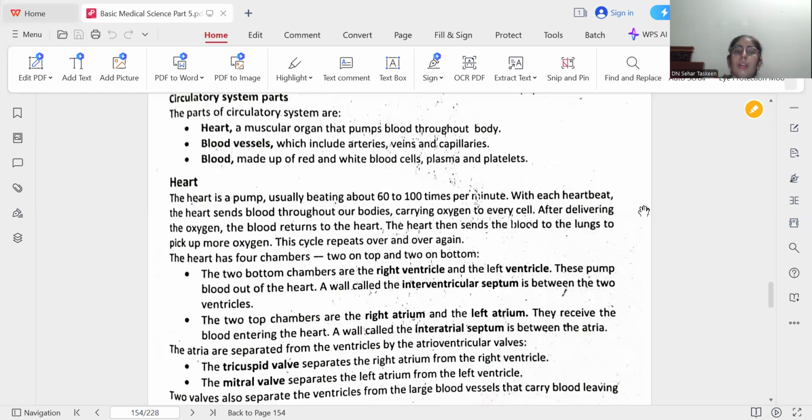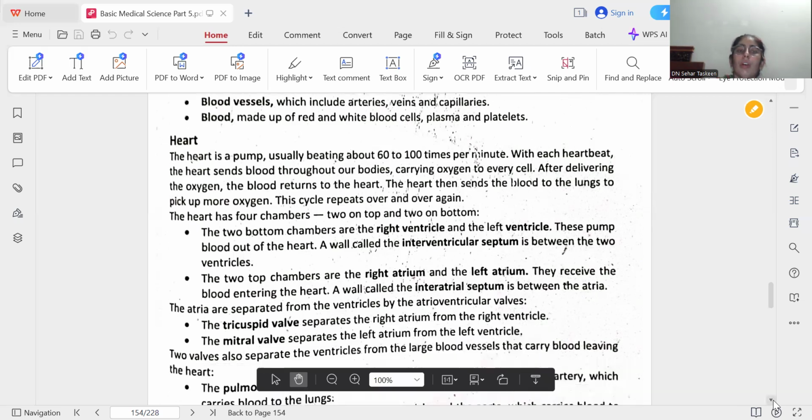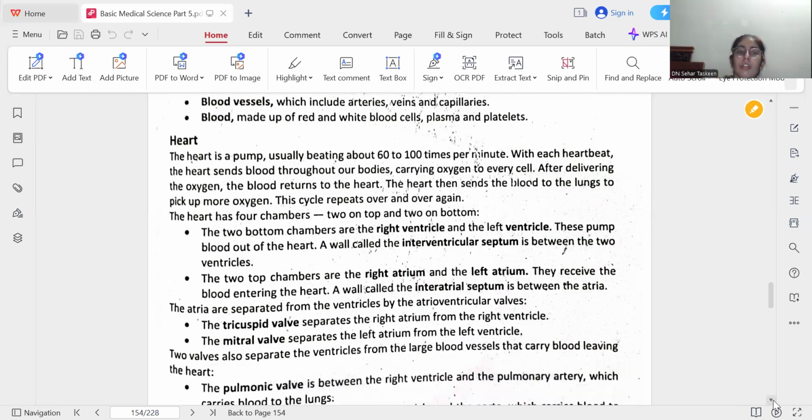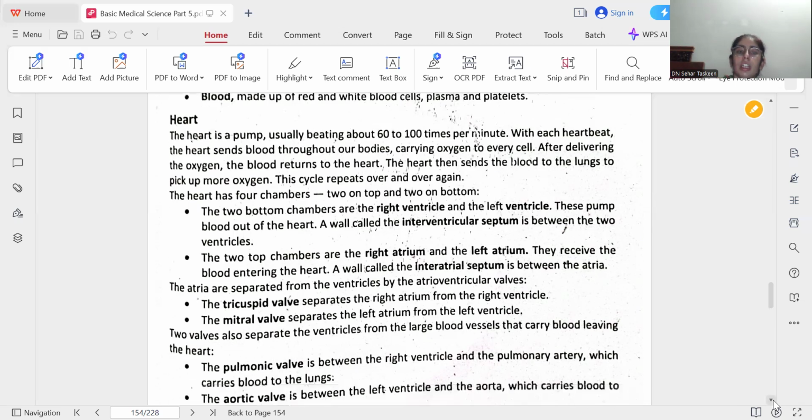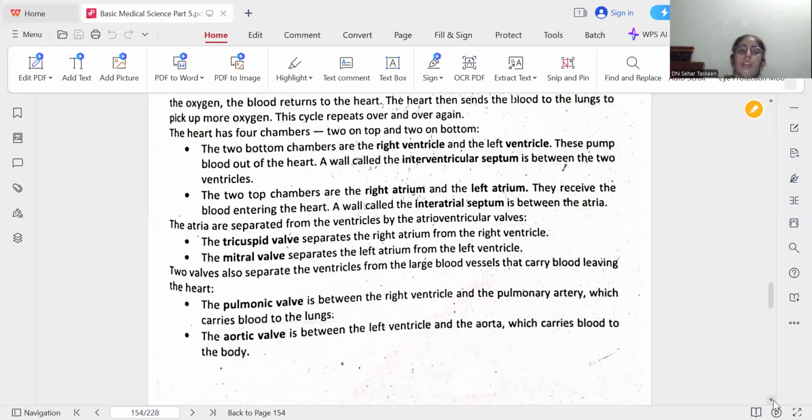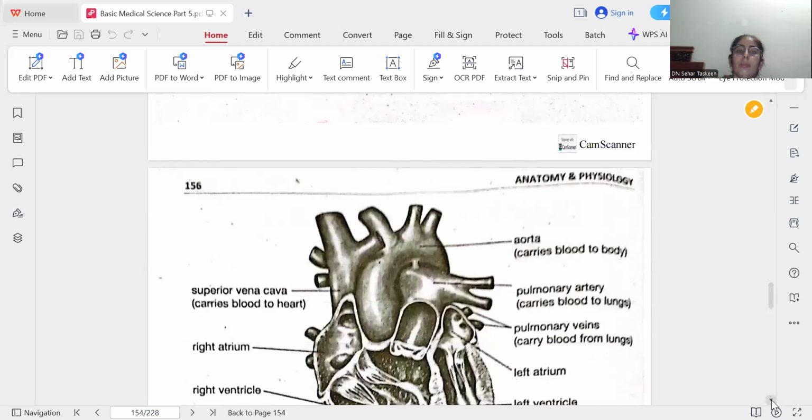Atria are separated from the ventricles by the atrioventricular valves. The tricuspid valve separates the right atrium from the right ventricle. The mitral valve separates the left atrium from the left ventricle. And two valves also separate the ventricles from the large blood vessels that carry blood leaving the heart. The pulmonary valve is between the right ventricle and the pulmonary artery, which carries blood to the lungs. The aortic valve is between the left ventricle and the aorta, which carries blood to the body.